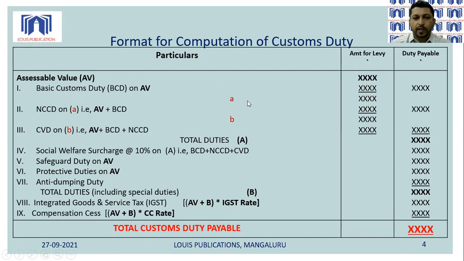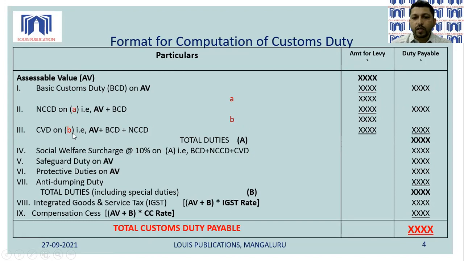We name this as small a. The national calamity contingent duty will be calculated on this value A, that is, assessable value plus BCD. Whatever rate is given will be calculated on this value and recorded in both the inner as well as outer column. So you add up AV, BCD, and NCCD, and you arrive at another value which we call B. Remember, these values are only for calculation. It doesn't add to the customs duty. BCD value is added, NCCD value is added.